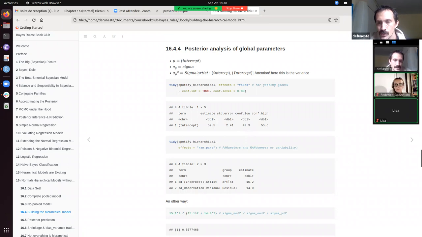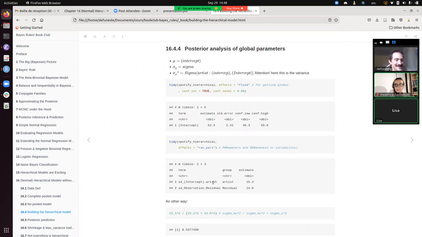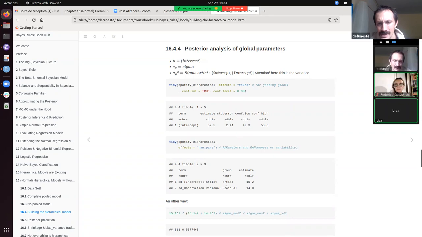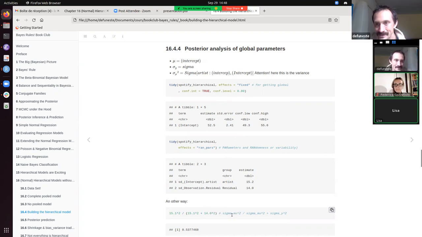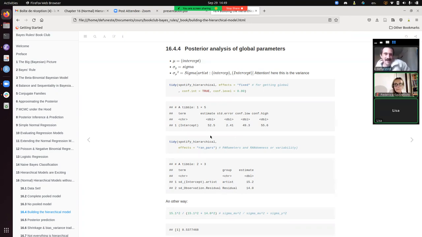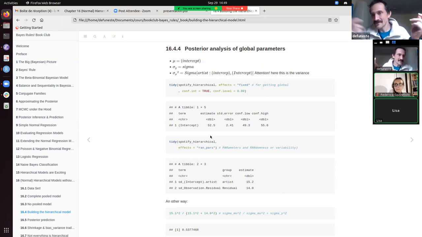So just to see if you follow, what do you think SD intercept artist is? It's that second bullet point, 16.4.4. No, let me think. No, it's the third bullet point. This is the standard deviation of the intercept for artist, so it's sigma mu. Sigma mu is the global variance. And sigma y is basically the variance between artists, between their mean popularity.